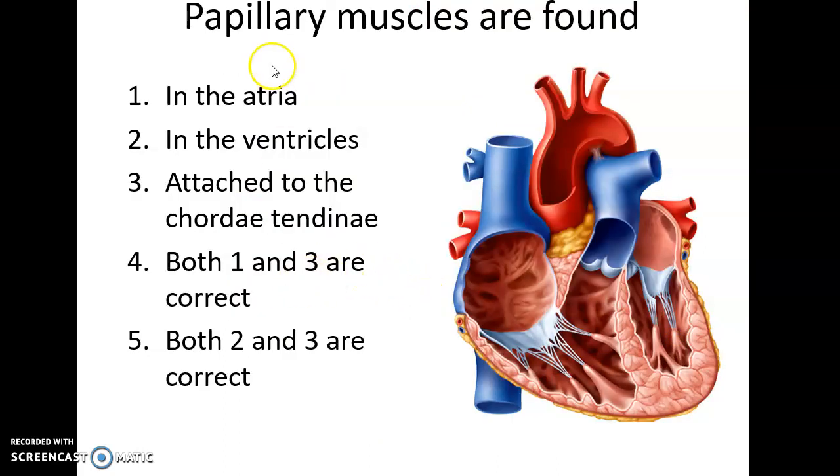So again, here's a question. Papillary muscles are found in the atria and the ventricles, attached to chordae tendineae: both 1 and 3 or 2 and 3? The answer is both 2 and 3. They are in the ventricles. So here the chordae tendineae are. They are in the ventricles and they attach. Here are the papillary muscles. They are in the ventricles, papillary muscles, part of the ventricles, and they attach to the chordae tendineae.